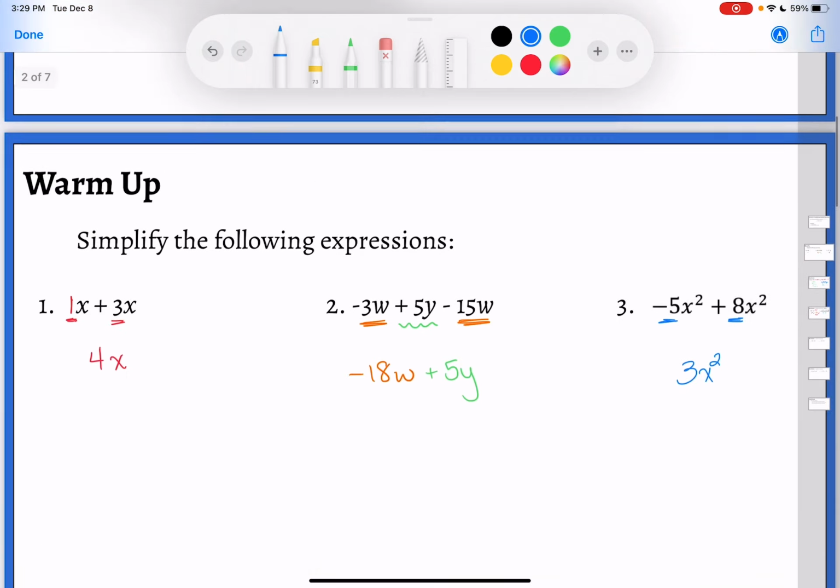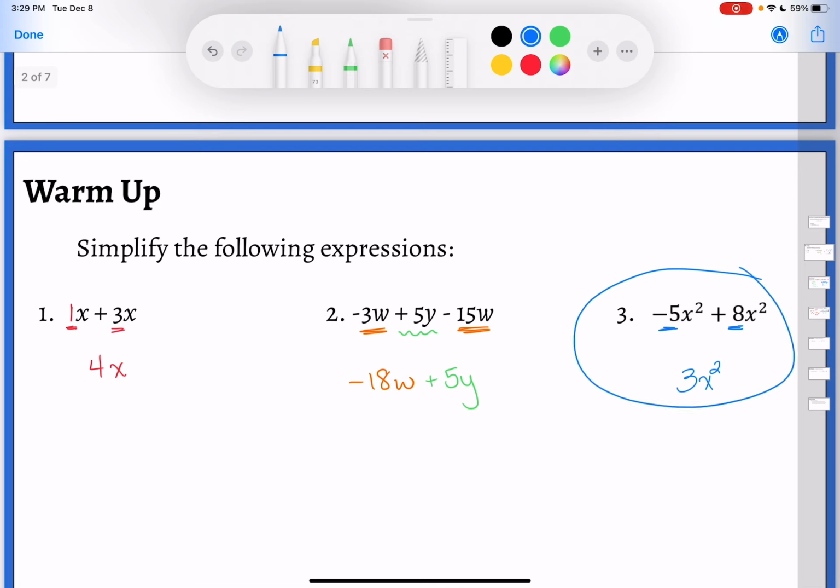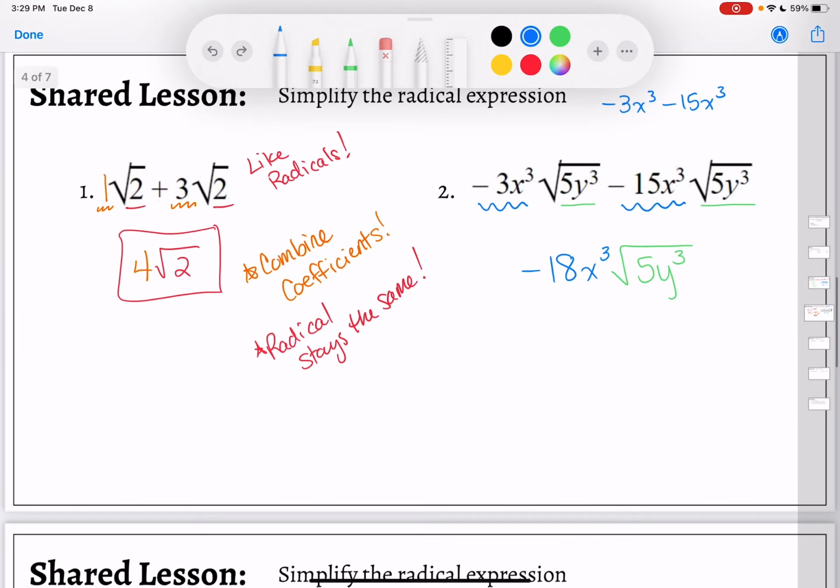Go back and look at your third warm-up here. Negative 5x squared plus 8x squared is just 3x squared, right? I didn't change this because it's an x squared, doesn't change the process. The variable stays the same, the radical stays the same. The only thing that you're combining there are your coefficients. So I have negative 18x to the third, radical 5y to the third. No big deal. You guys can do it. Even when they look insane, like number 2, it's still just combine those coefficients. Everything else stays the same.